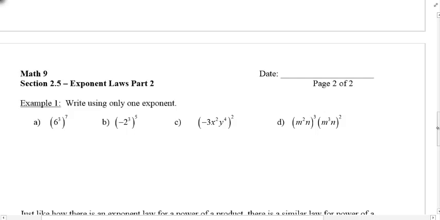Alright, so let's take a look at the next page and try these now. Write using only one exponent. So notice this is a power to a power, so this is just 6 to the power of 21.